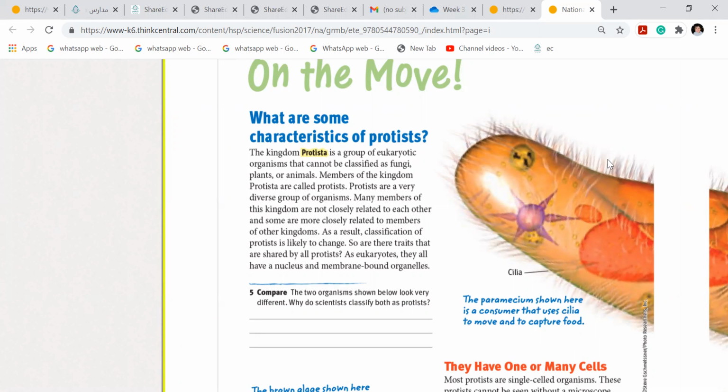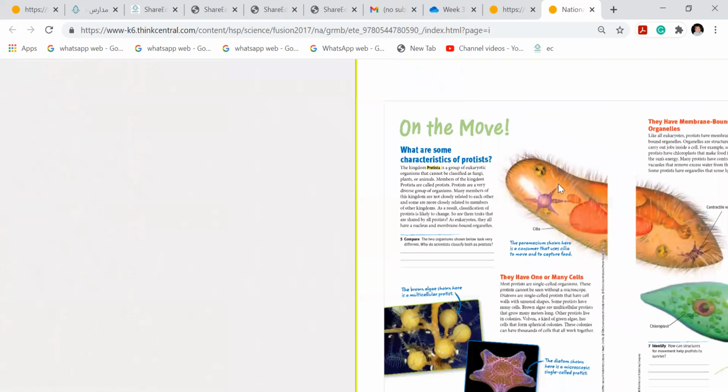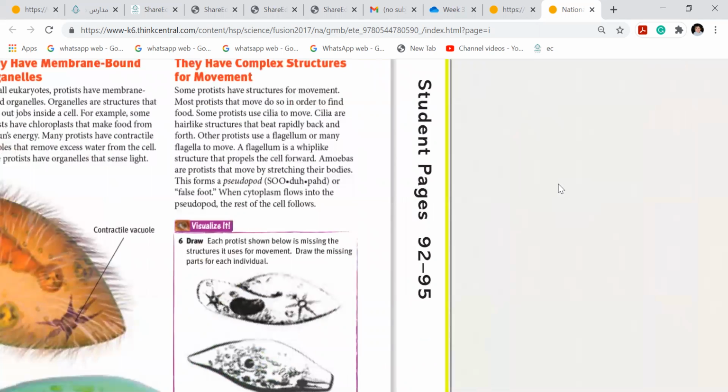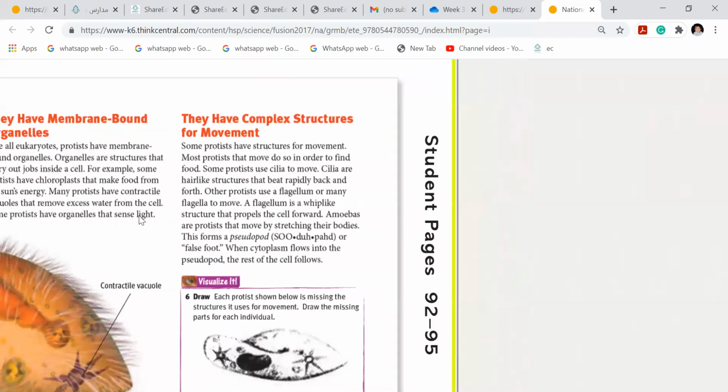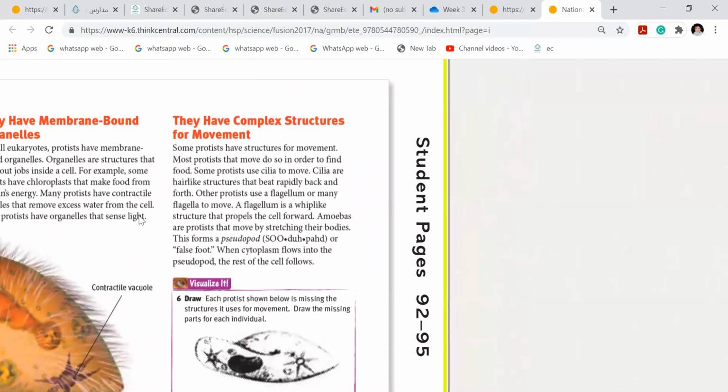They have hair-like structures that are called cilia. They have membrane-bound organelles, like you know, ribosomes. For example, they have chloroplasts that can make their own food. And they have vacuoles that remove excess water. They also have complex structures. I told you they have the cilia. Can you see the picture?